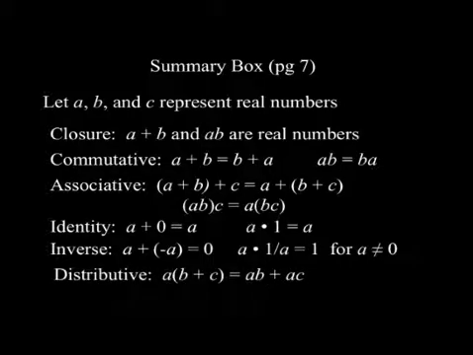Finally, we have the distributive property, and the key thing we have to remember here is that when you're multiplying and adding or subtracting in here, this A gets multiplied by the B, so now it's A times B, plus this A also gets multiplied by the C, so you also have A times C.